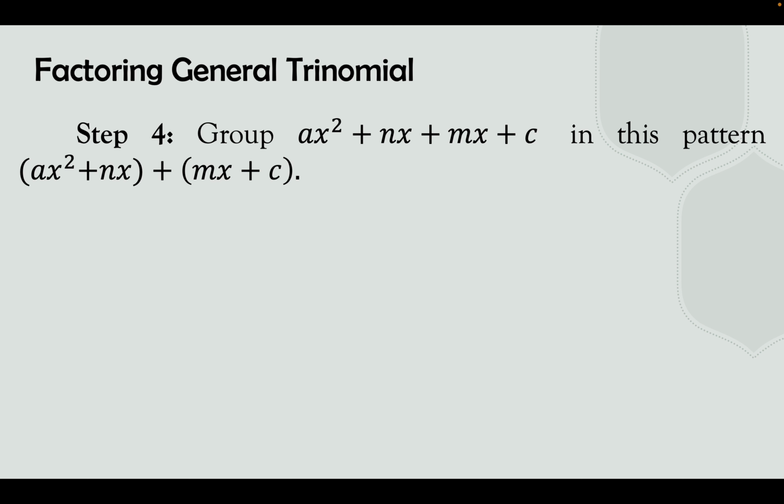So the pattern, change or group the ax squared plus nx plus mx plus c in the pattern ax squared plus nx plus mx plus c. Now you can also change this one into a negative sign. But in this example, you can also do this possible way. You can group this into negative x minus 3, as long as you get the same other factor for the given groups.